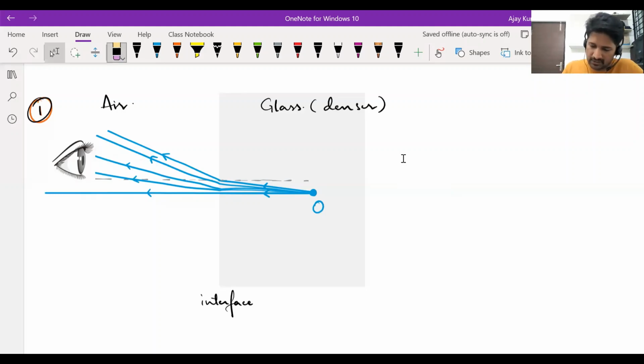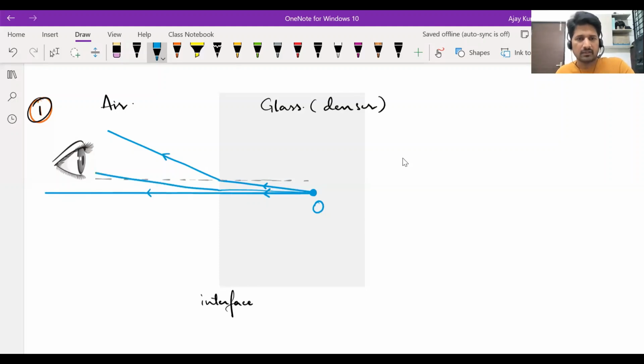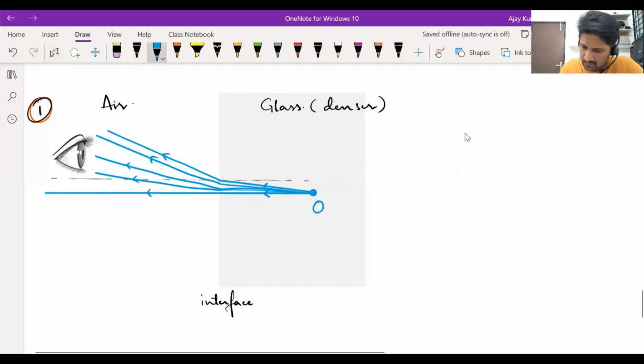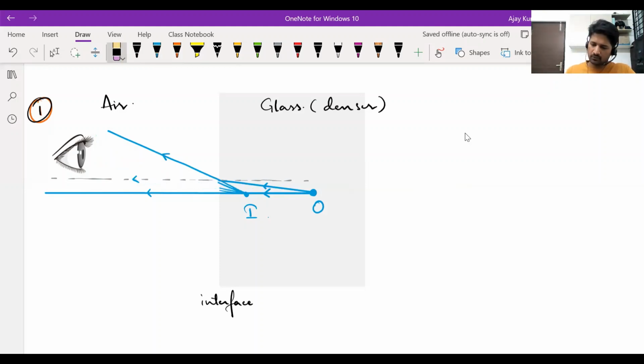These rays, if we trace them in the backward direction, I'll remove these extra rays that we have considered. If we trace these rays in the backward direction, they all appear to be coming from a common point somewhere here. All these refracted rays appear to be coming from this point. Just for clarity, let us visualize only two incident rays and two refracted rays. They appear to be coming from the point I. That becomes the image location or the image position for us.